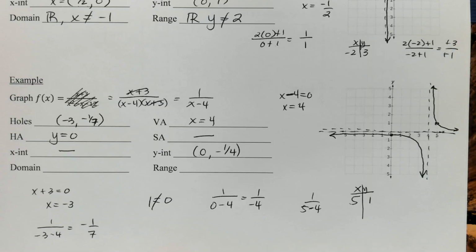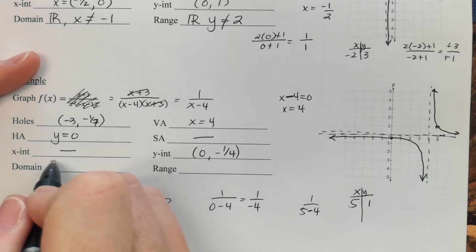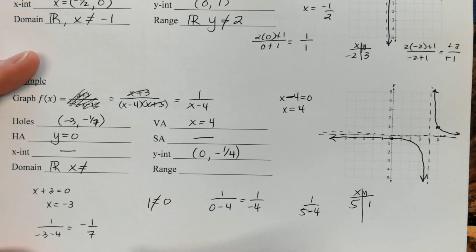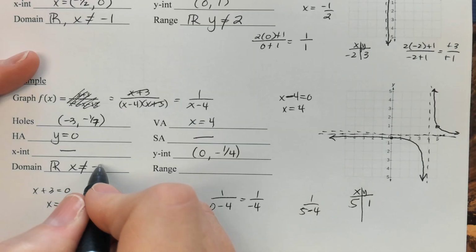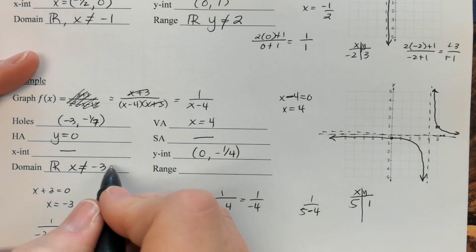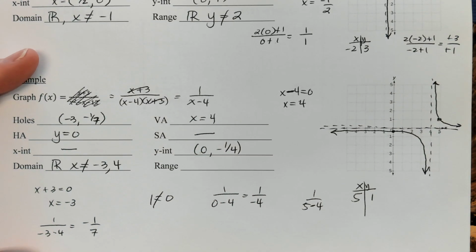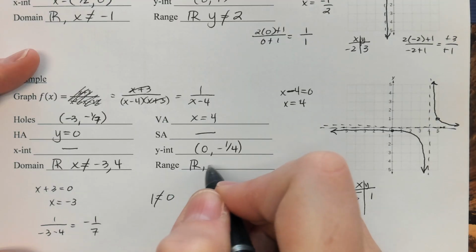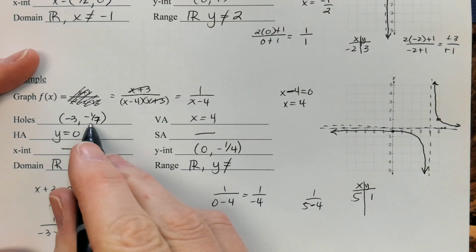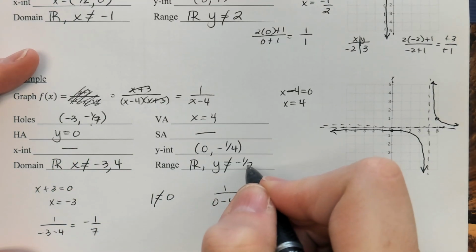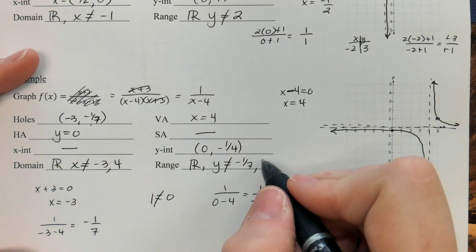Domain's going to be all real numbers except x cannot be holes. We had one, so -3. And VAs, we had one of those as well, so 4. The range is going to be all real numbers except holes. We had one, -1/7. And HAs, we had one that was at 0.